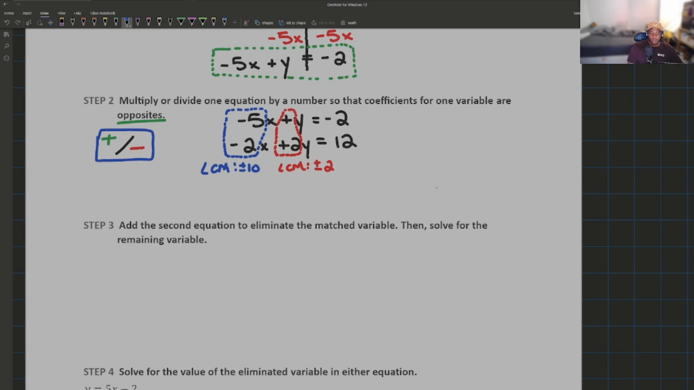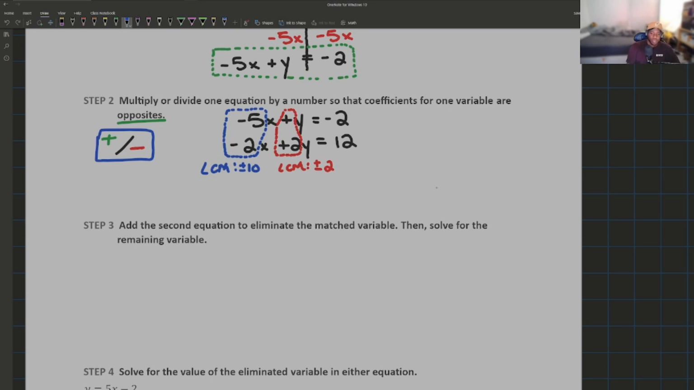So when I'm setting up a problem for elimination, I want to make it so that the coefficients for either my x's, or in this case, we've chosen to work with y, are opposites. That's because it takes a lot of the guesswork out of this process. It makes it so that we know after this step is complete, we're always going to add these two equations together. So if you make the coefficients for your variables opposites, step 3 is always just going to be adding the two equations together.